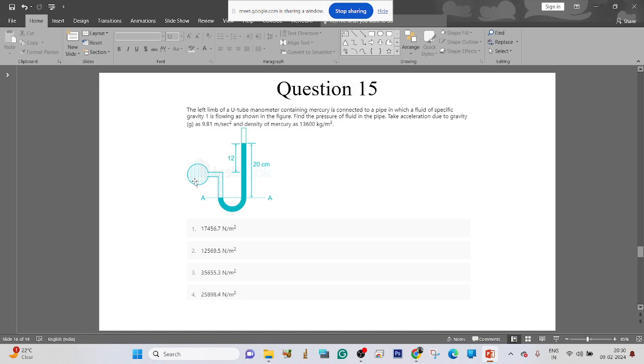So we have to find the pressure at this point. Find the pressure of the fluid in the pipe. The pipe is connected to one side, so we have to find the pressure at that point. And at point B, the other leg of the manometer is open to atmosphere.